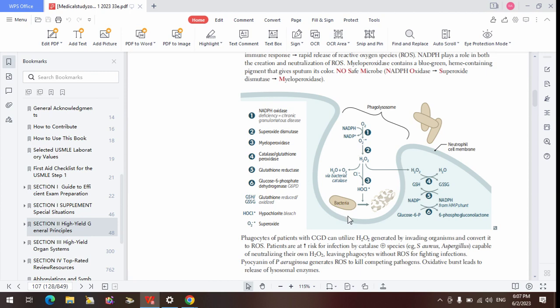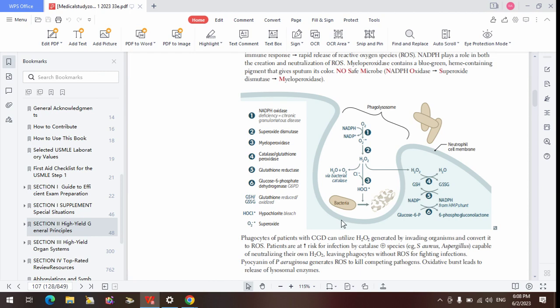So the inflammatory response will be continuous, leading to formation of chronic granulomas. Why? Because they cannot degrade the bacteria. Why can't they degrade it? They lack NADPH oxidase. What is the function of NADPH oxidase? To generate superoxide. If they don't have superoxide, that means there's no way they can form hypochlorite that will degrade the bacteria. Do you guys get the reason why NADPH oxidase deficiency leads to chronic granulomatous disease? Let's settle down first. Do you guys get that?